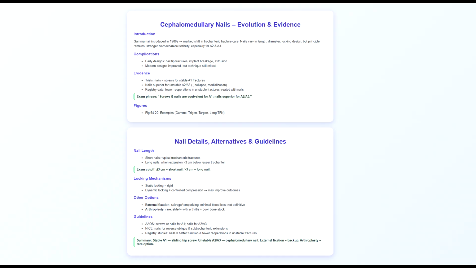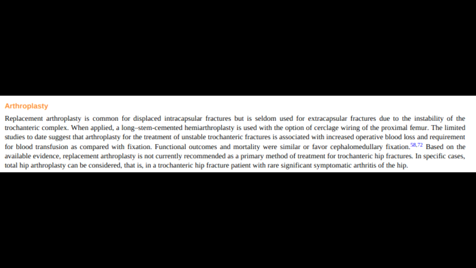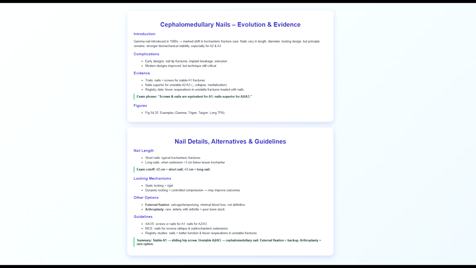Now, let's briefly discuss arthroplasty. Total hip replacement is rarely indicated for pure trochanteric fractures because of the instability of the fracture complex. But in elderly patients with poor bone stock, or when trochanteric fracture coexists with advanced arthritis, arthroplasty may be considered. Still, the gold standard remains osteosynthesis with either screws or nails.